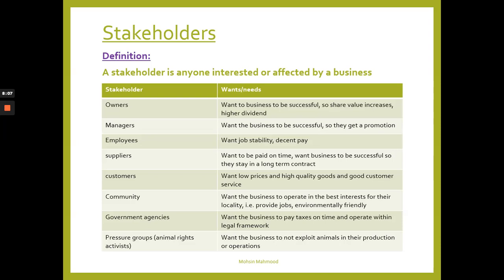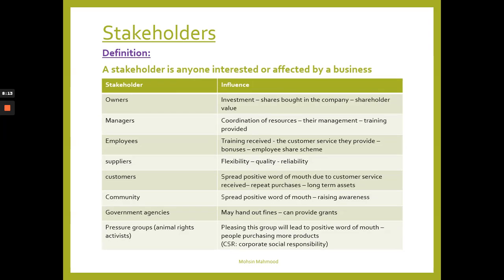Obviously, we've got more stakeholders, so if you wanted to do some research, just try and find out what their wants and needs are. Now we've got the same stakeholders, and we've got their influence, so how they influence a business.